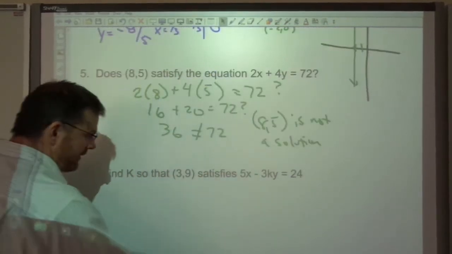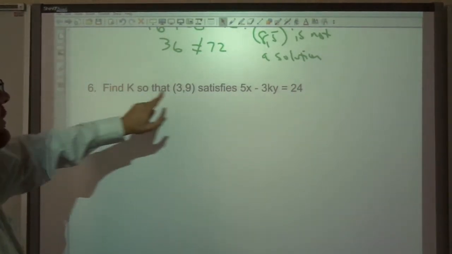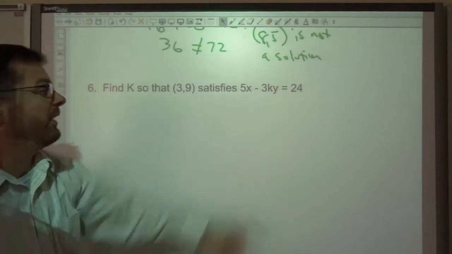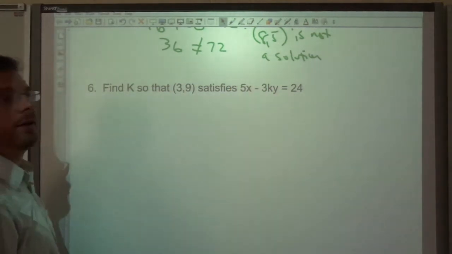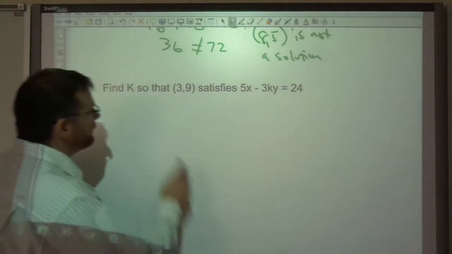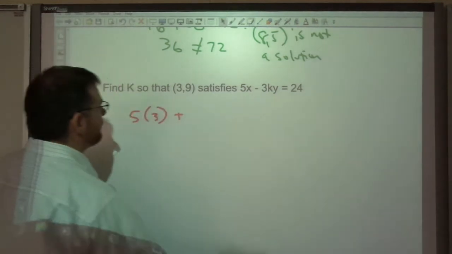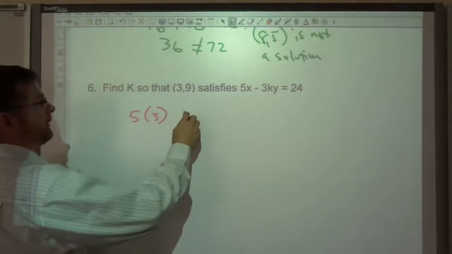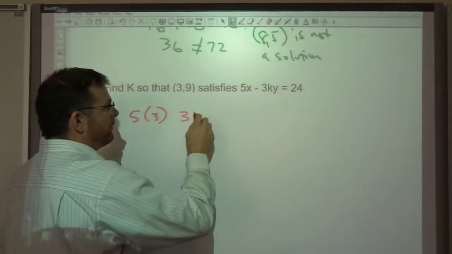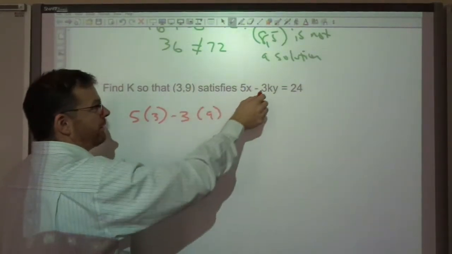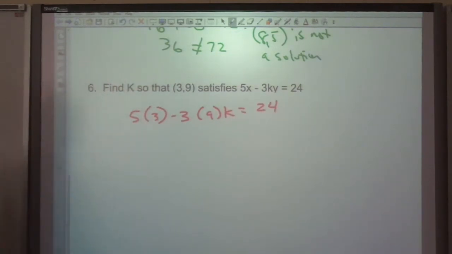Okay? Then this one says, find k, the value of k, so that this actually does satisfy this. So figure out what k needs to be so that this point would be on the line. So again, we've got 5 times 3 minus 3 times, if we let y be 9, here's my y, and we've got a k in here, I need this to all equal 24.